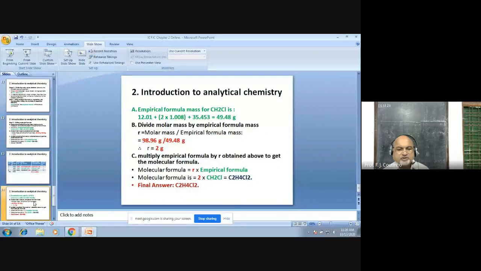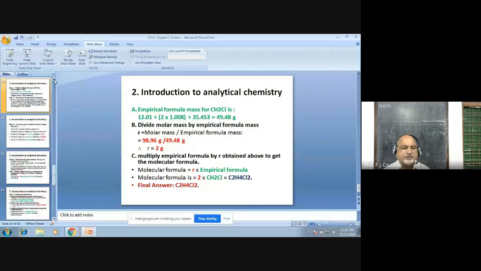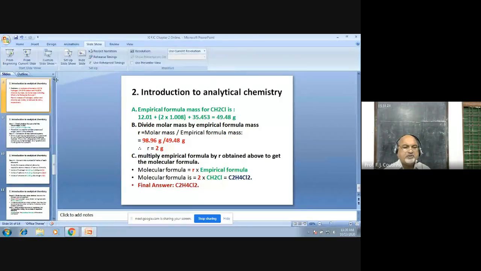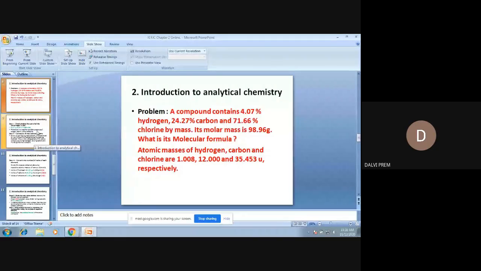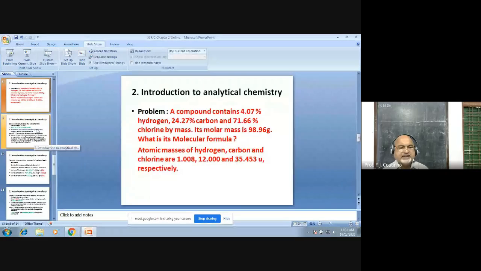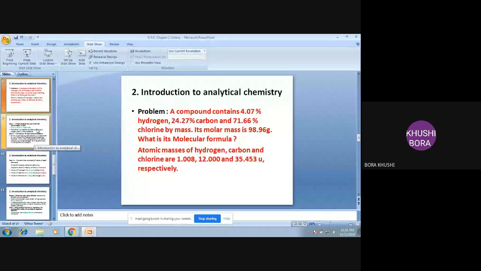Yes, sir. This also. But I think you should take a screenshot of this method also. Just take a screenshot. This is the problem. If you have taken it, I will go to the next slide. Sir, in the examination, can we solve by the tabular method?